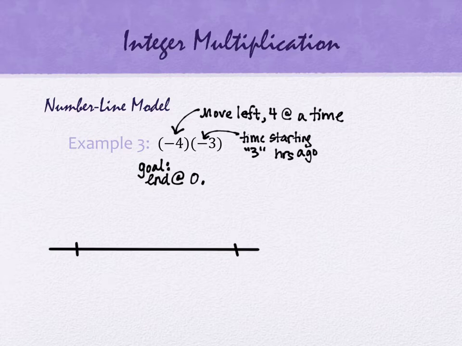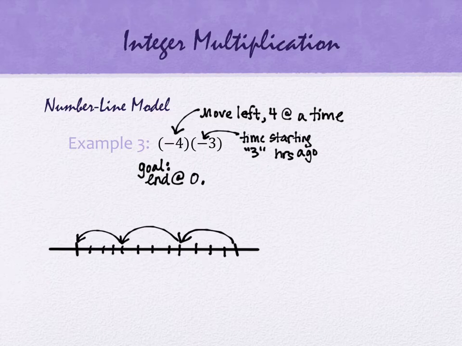It says that we're supposed to move left 4 at a time. So this would be 1, 2, 3, 4. So if I jump here, this is 4 at a time, and I'm moving left. So far, so good? Cool. And then I need to do it again, 2, 3, 4. So here's again. And then I do it one more time, 1, 2, 3, 4. And I'm doing it 3 times because it's multiplication by 3.